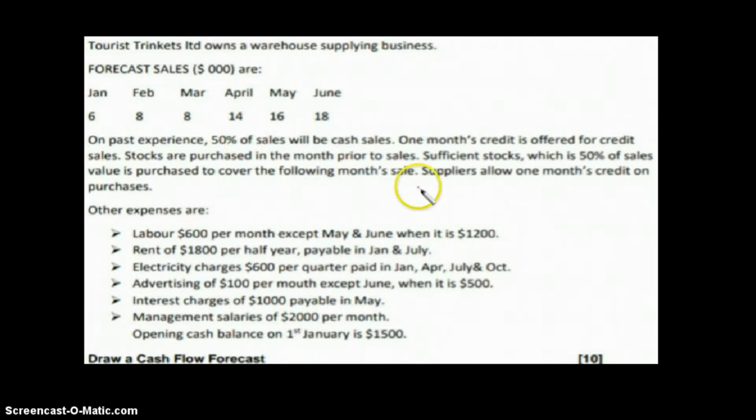But here's the fun part: suppliers allow 1 month's credit on purchases. So the cost of purchasing $4,000 of supply for March, which was done in February, is paid 1 month later, which is March. So March stock is in turn paid in March only. That's the tricky part of this question which you need to analyze.